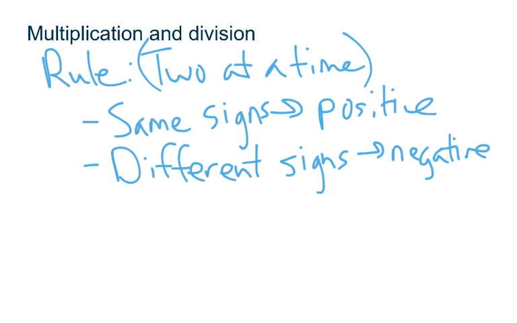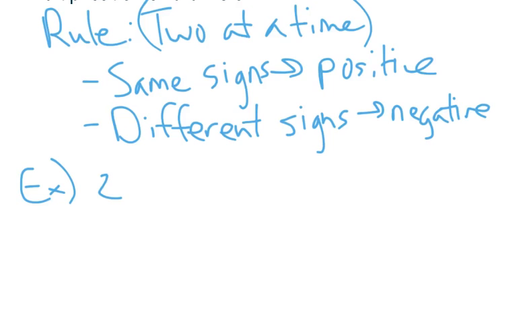Let's start off with the easy one. Example, let's say we had 2 times 4. Well, you're all going to be like, that's easy, that's 8. But let's examine it. You have a positive 2 times a positive 4. They have the same signs, which means this one is going to be 8.